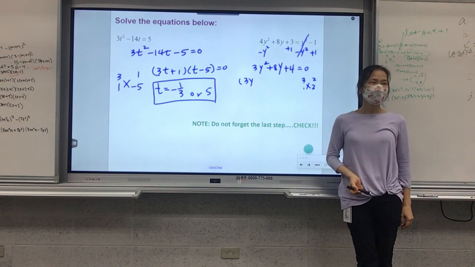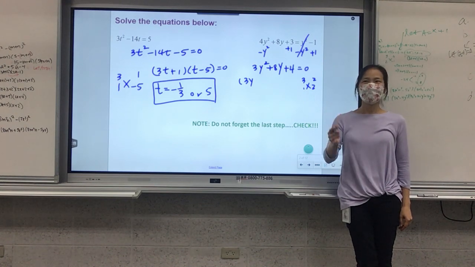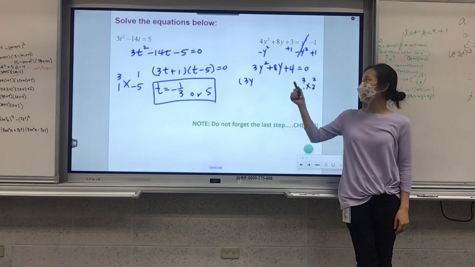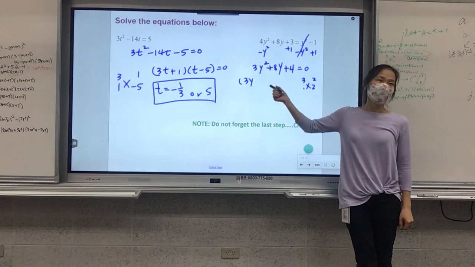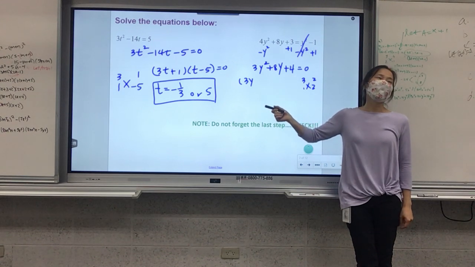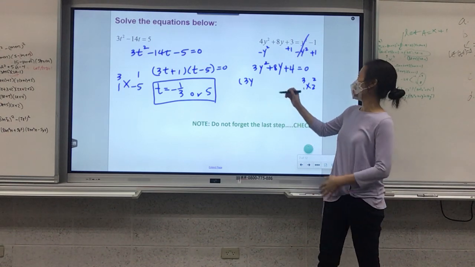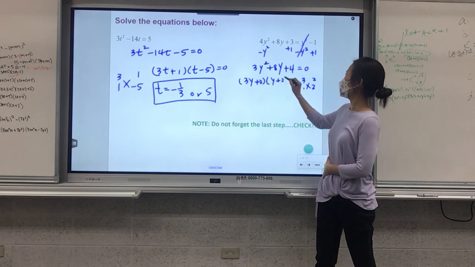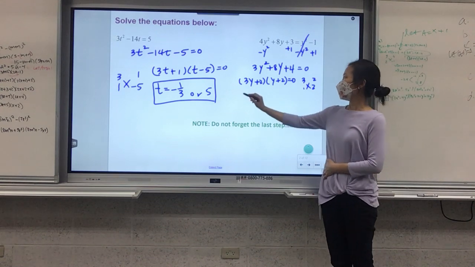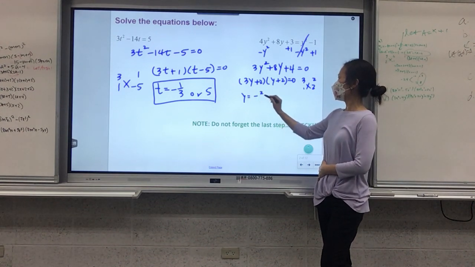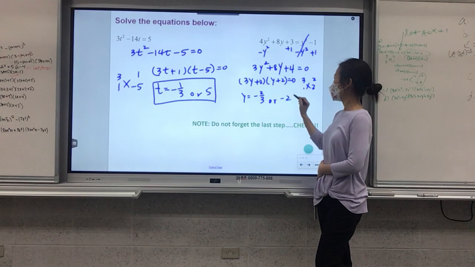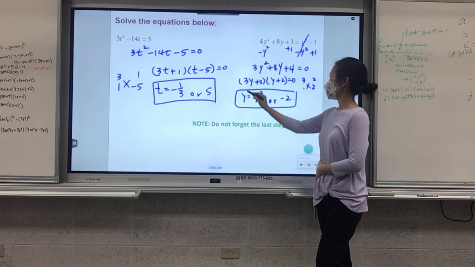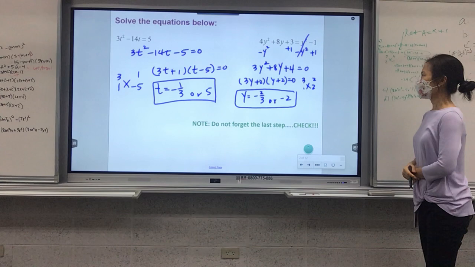This is like playing basketball. If you want to be good at shooting the hoop, you practice hundreds of times. When you do enough factoring, your speed will be faster. Otherwise, you're gonna sit there forever trying to figure out the factors, okay? Yeah, practice makes perfect. All right, there you go. y equals negative 2/3 or negative 2.